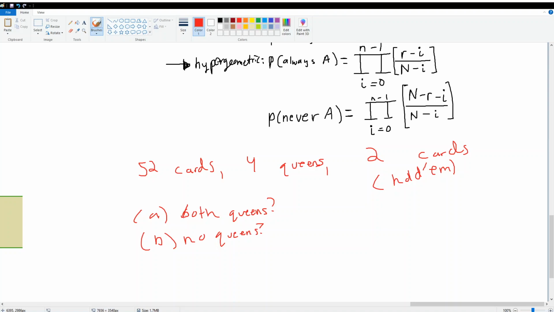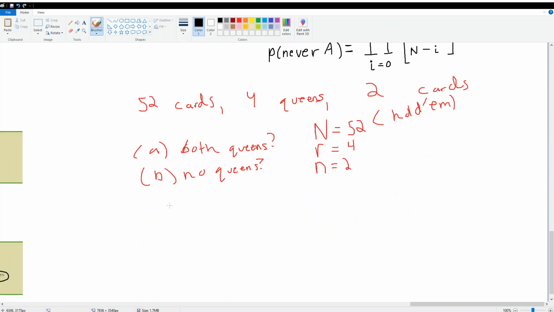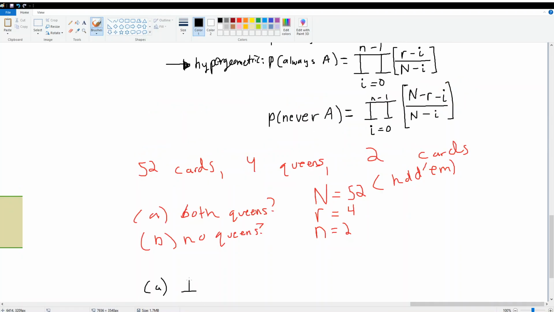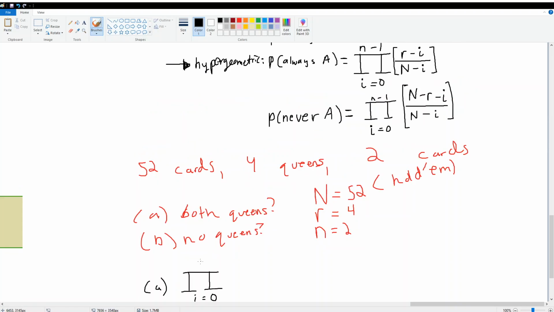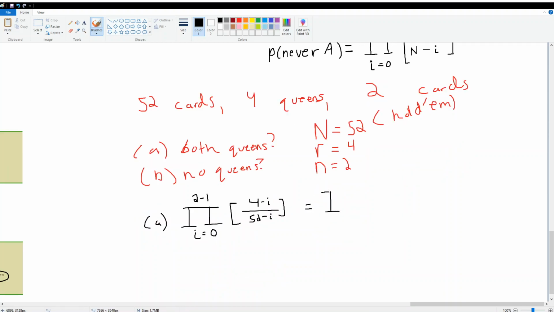In this case, it's easier to show an example instead of some arbitrary notation. Let's start with part A. So in this case, our capital N is 52. In both of these cases, we have a total of 4 queens in the deck. We'll recall that R is the number of successes, a queen is a success, and our sample size is 2. Let's just set up the formula itself. We have I equals 0. Lowercase n is equal to 2, so we have 2 minus 1. And on the inside, we have r minus I, so our r is 4. And then we have capital N minus I, so 52 minus I. So this is what it's going to look like.